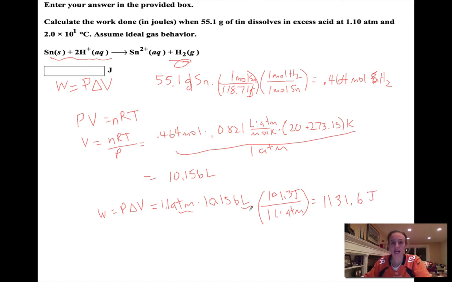done by this reaction. Now, this is work being done by the system on the surroundings, and so we should express that as a negative. And we also have 3 significant figures on most of the givens, so we should express this to 3 significant figures. So that's minus 1,130 joules.